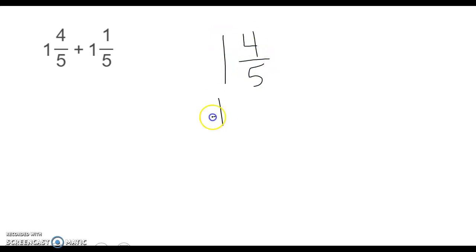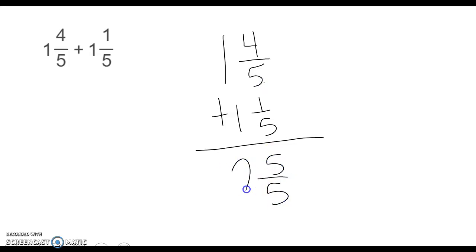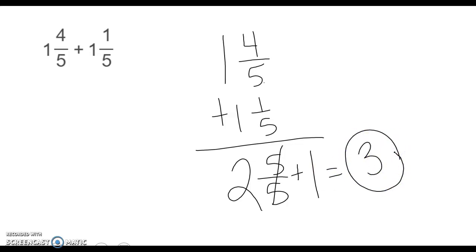So 1 4/5 plus 1 1/5. Starting with my fraction column, 4/5 plus 1/5 is 5/5, and 1 plus 1 is 2. So my final answer is 2 5/5. But again, you see the 5/5 and you know, wait a second, that's 1 whole. So I'm going to rewrite that as 1. And I'm going to add my 2 wholes plus my 1 whole. It gives me a solid 3. No fraction, just a 3.